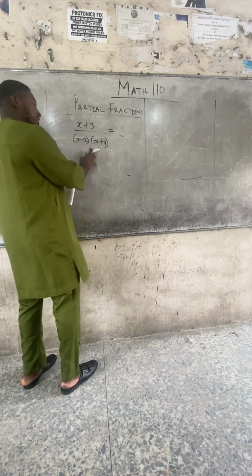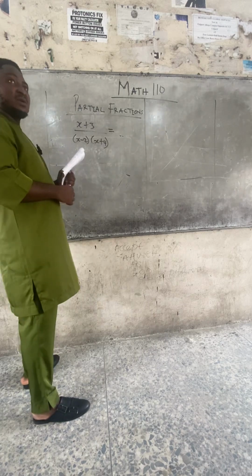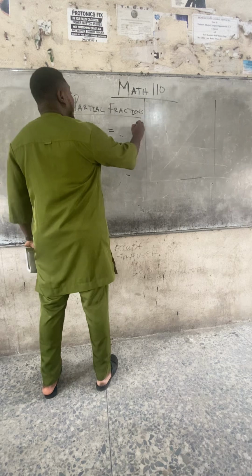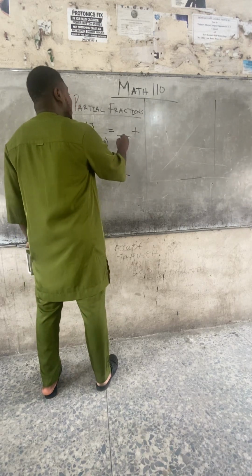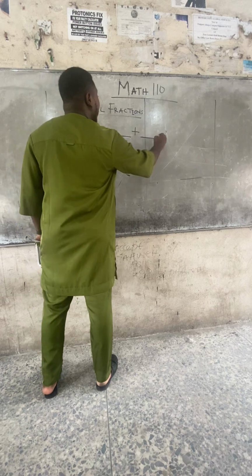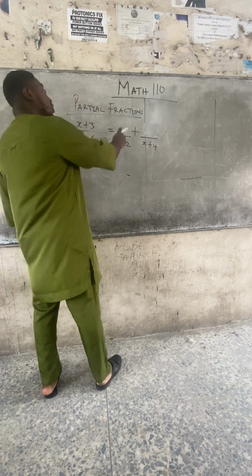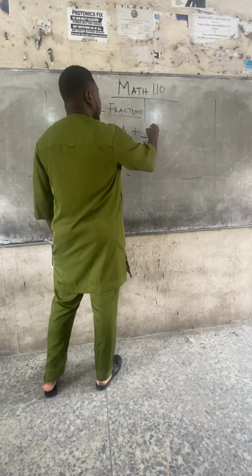Now, when you're given a partial fraction like this, first things first, class, I already know that it will produce two partial fractions. Why? Because it has two denominators, class. So I'm expecting two fractions. My answer must be two. One of my fractions will have a denominator of x minus 2. The second fraction will have the denominator of x plus 4. The numerator I don't know, class. I will call my first numerator A.